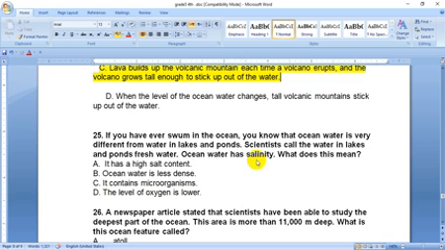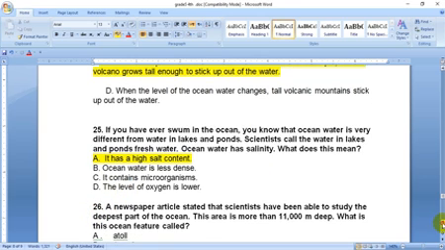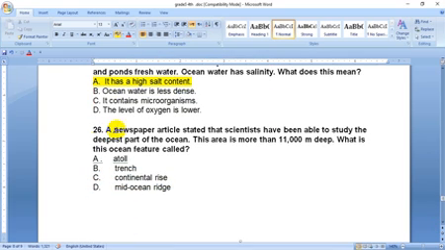What means the salinity? Yes, salinity means that it has a high amount of salt. Letter A. Question 26. A newspaper article stated that scientists have been able to study the deepest part of the ocean. The area is more than 11,000 meters deep. What is this ocean feature called?